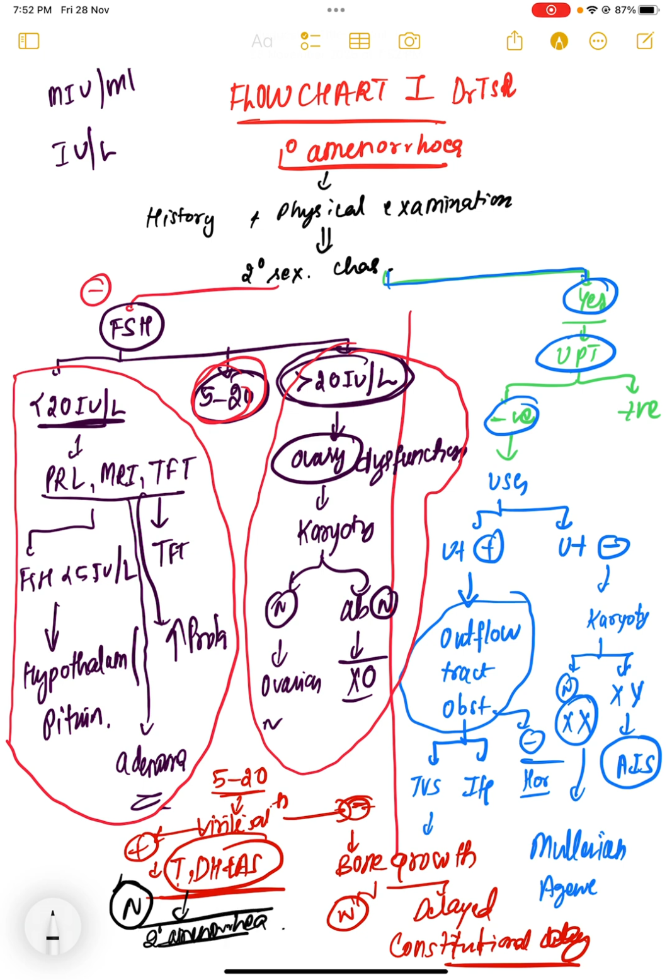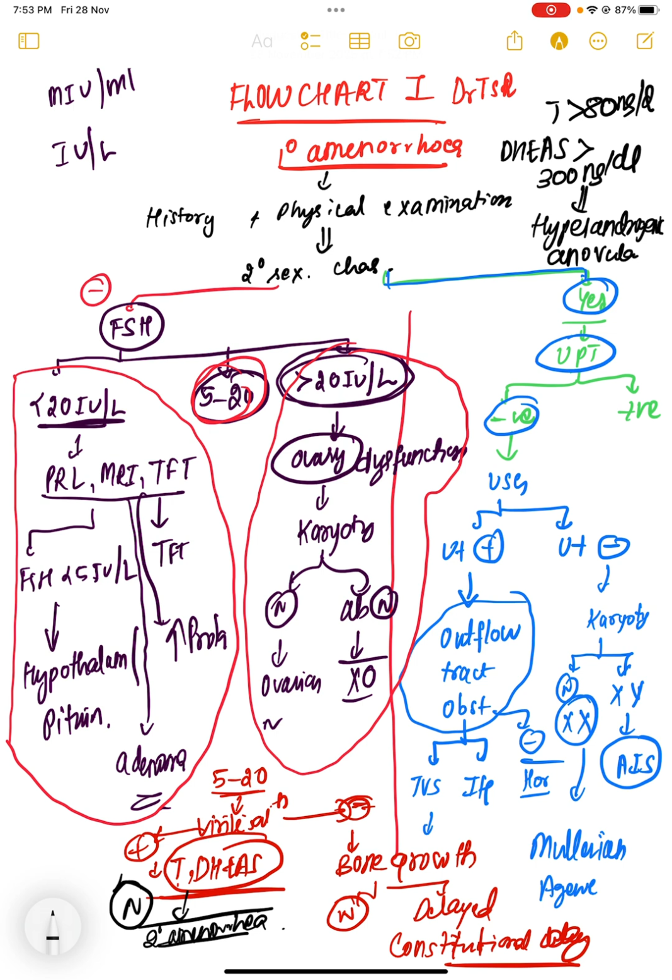If testosterone is more than 80 nanogram per dl, or dihydroepiandrosterone sulfate is more than 300 nanogram per dl, that means there is an increase in the level of androgen, right? So this is hyperandrogenic. Because of this hyperandrogenism, there is anovulation. It can be because of PCOS, early PCOS, so there is hyperandrogenic anovulation.